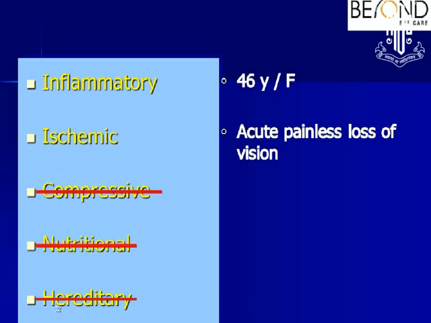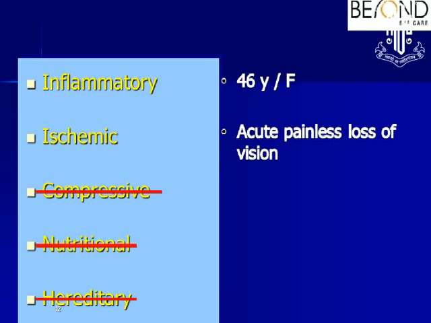What about nutritional or toxic optic neuropathy? Again, nutritional or toxic optic neuropathies are more likely to be bilateral, and they are rarely acute. Methanol poisoning is generally acute, but then would have other history and other clinical features, so that's how it's ruled out. What about compressive optic neuropathy?